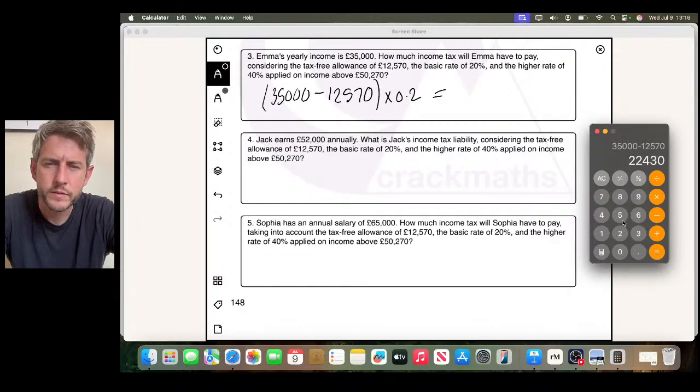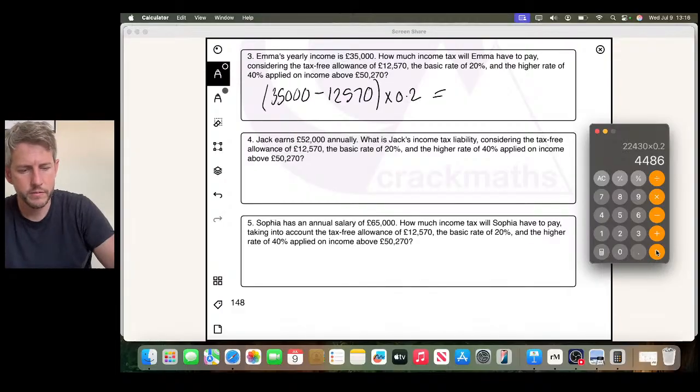And press equals. Okay, that gives me the value in the bracket, and now I can times this by the 0.2. There we go.